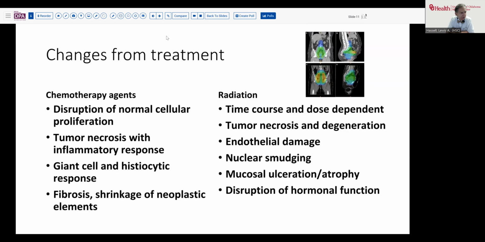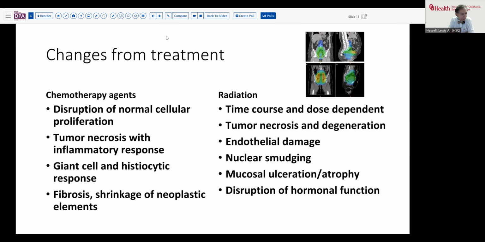When you think about neoadjuvant treatment, of course, that usually consists of some combination. Depending on the site, cervix may get both radiation and chemo or just radiation, whereas ovarian serous carcinoma is almost exclusively chemotherapy. In terms of the histologic changes and other things that we see with these agents, with chemotherapy, there's generally a disruption of both the neoplastic and normocellular proliferation.